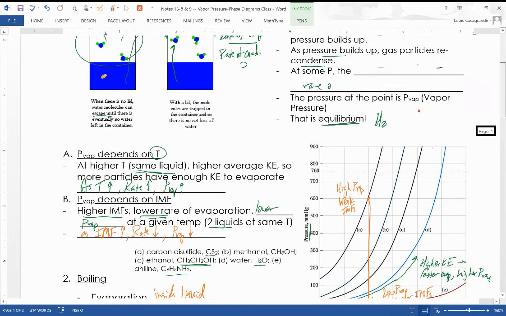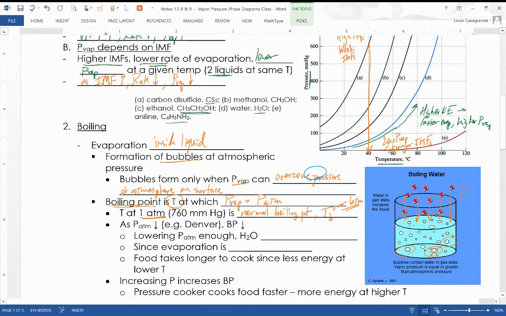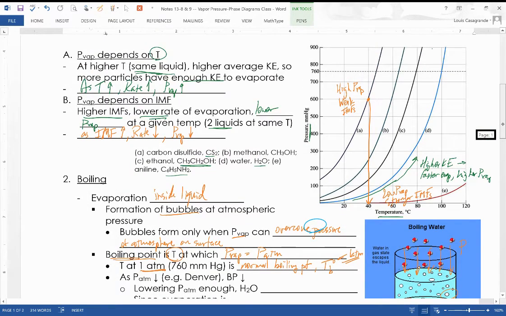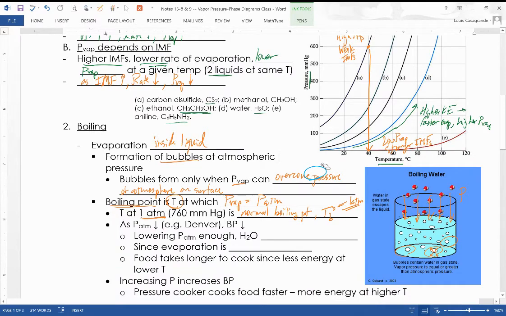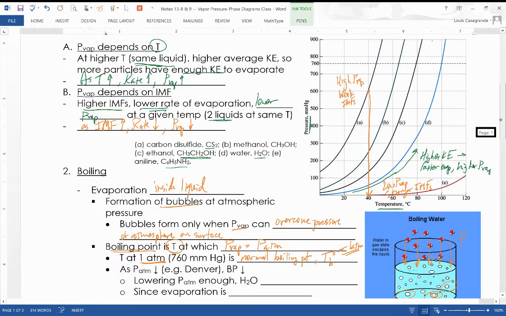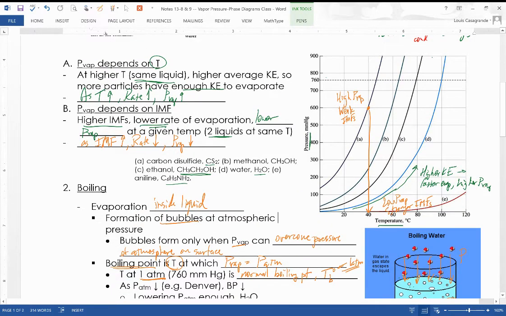Now, on the diagram up above, you'll see that line drawn in. You'll see 760 millimeters. That is a little frustrating, sorry about that. And that's our 1 atmosphere line.